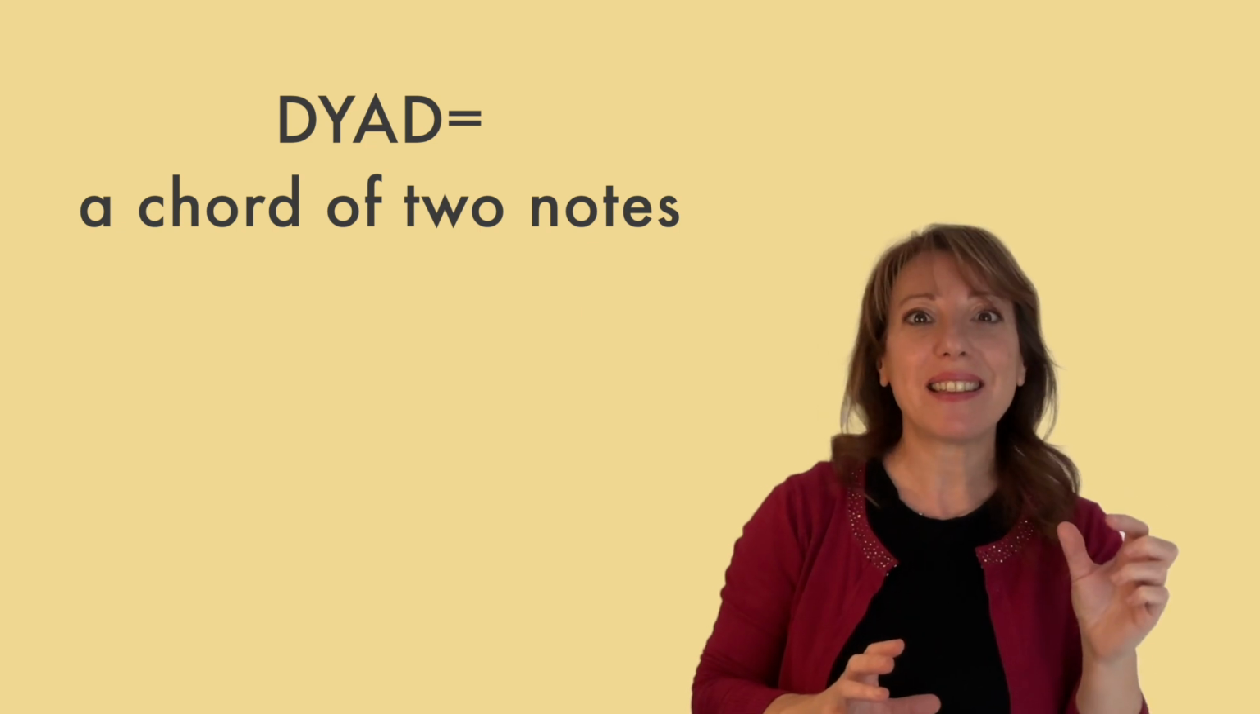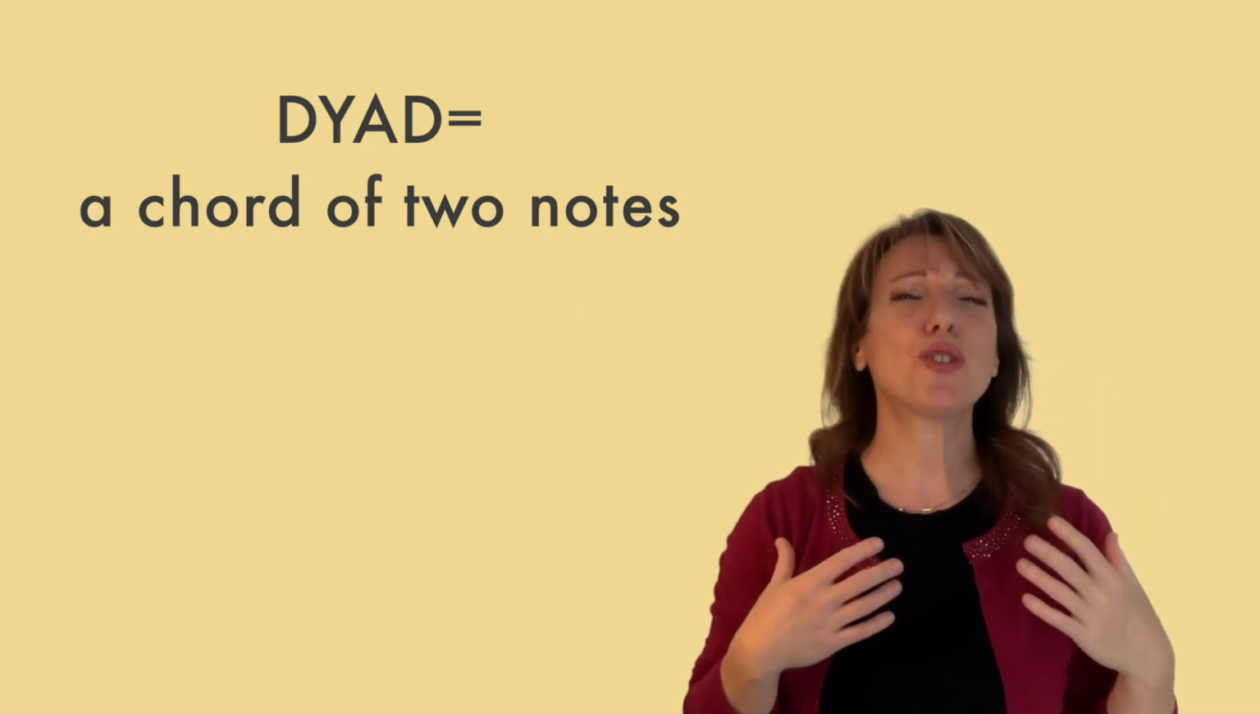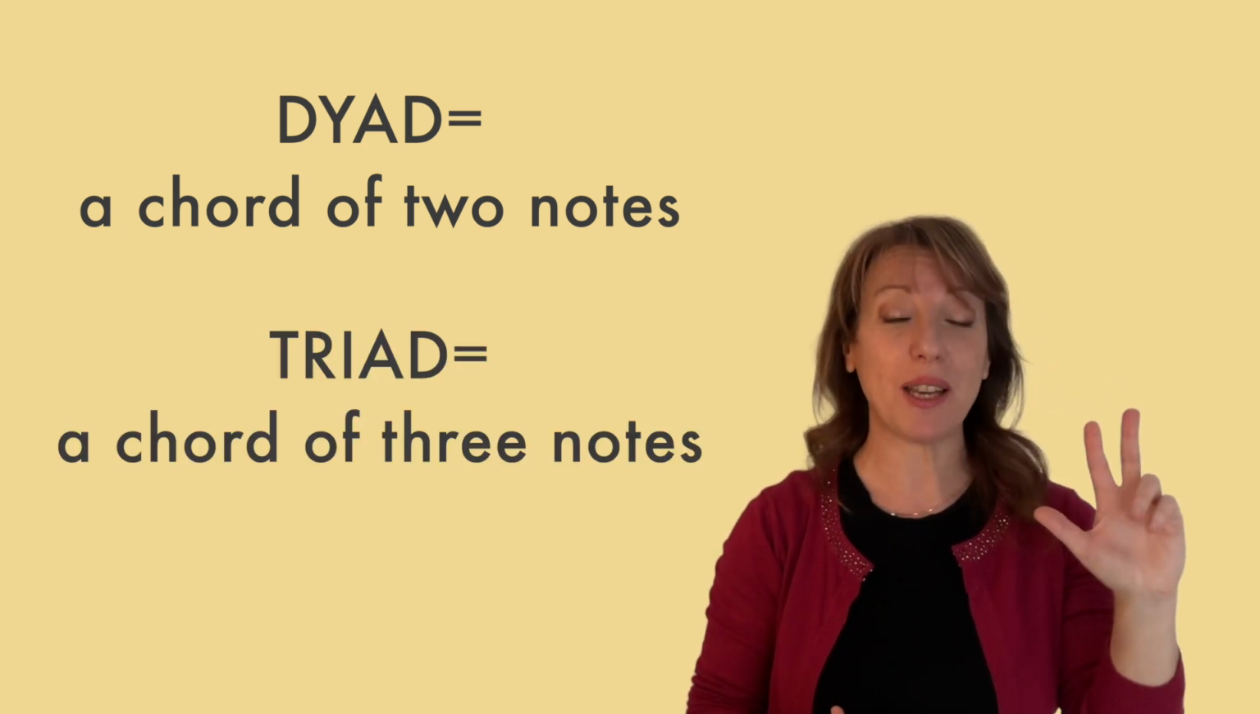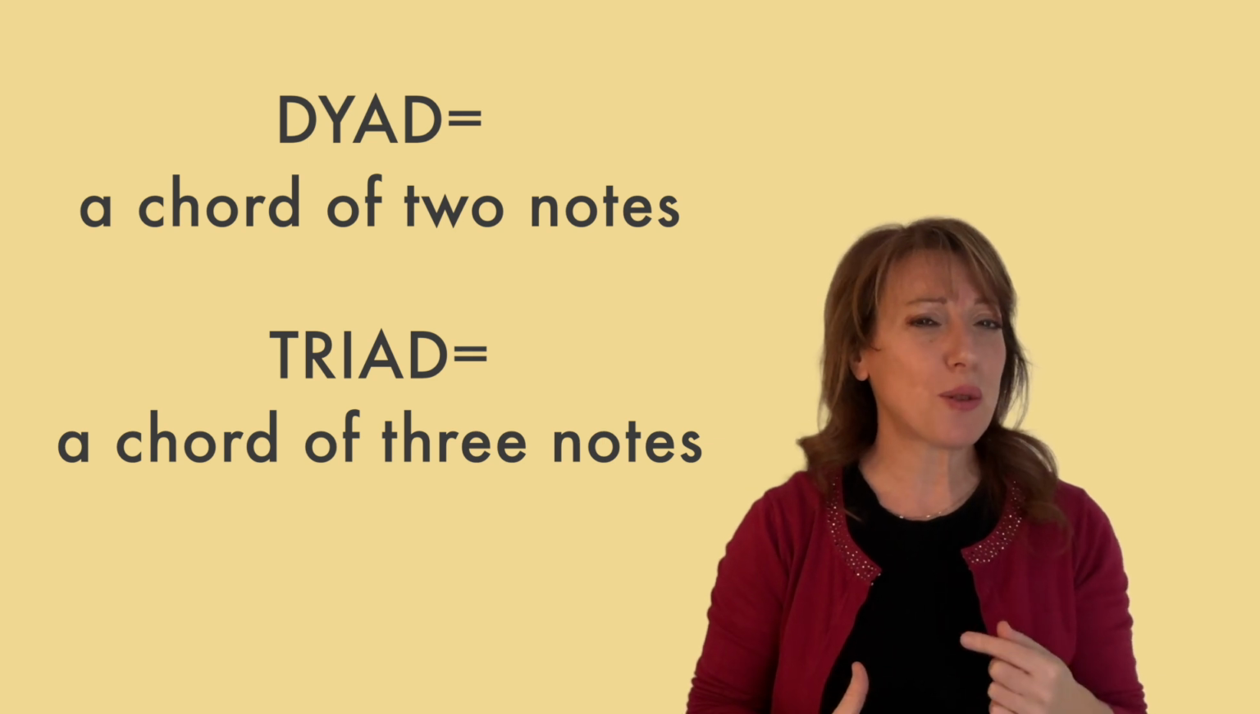The chord notes could be 2, 3, 4, 5, up to 7. And we say that the chord is called a dyad if it's made up of 2 notes, a triad if it's made up of 3 notes. And do you want to know the names of the chords if there are 4 notes, 5 notes, 6 notes or 7 notes? Get the ebook. Or if you know them, comment below.